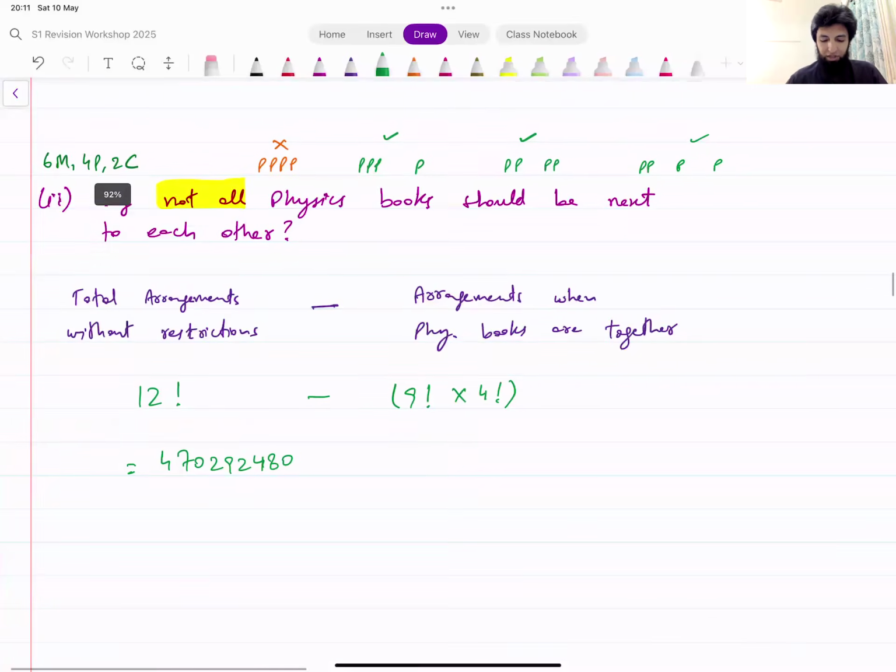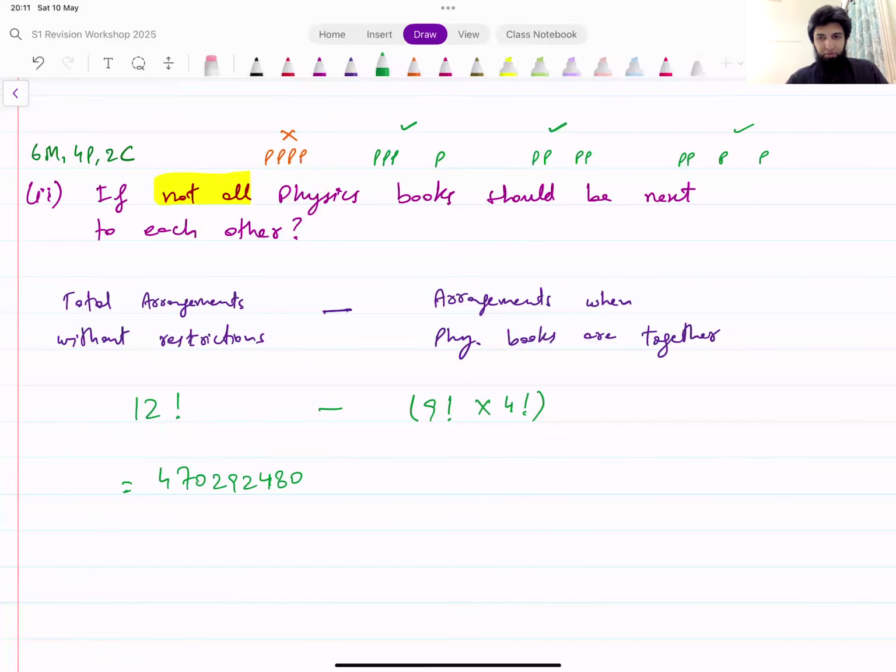Let's consider this situation now. We had 6 math books, 4 physics books, 2 chemistry books. If the question says, not all physics books should be next to each other. What does that mean? Not all physics books should be next to each other. Not all? What does that mean? There were 4 physics books in total. What that means is, all of them cannot be together. However, it is okay if we had 3 books together. That's okay. There's no problem with that.